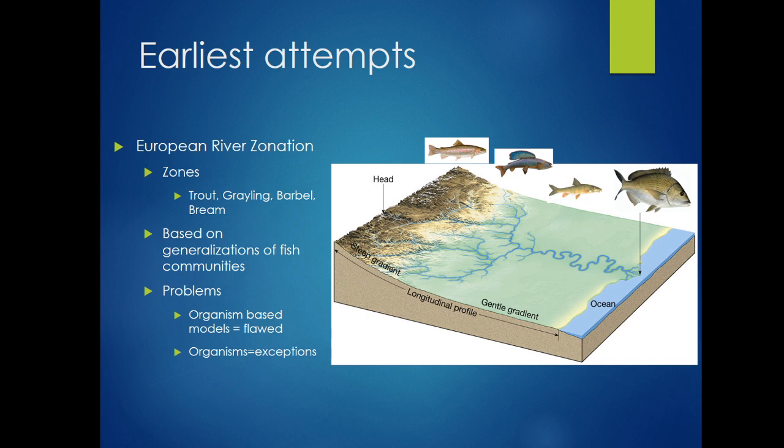People at the time then thought, okay, well, we have trout and we have other fish that do things like grayling and barbels. Well, we have catfish and bream. We have other fish that are like that. So maybe we can generalize it by just using different fishes. But the problem with that is organismal-based zonations are fundamentally flawed, because organisms are really like exceptions to what we find, right? Each individual organism has adaptations that make it unique. So you cannot generalize that to another system when those species are not there.